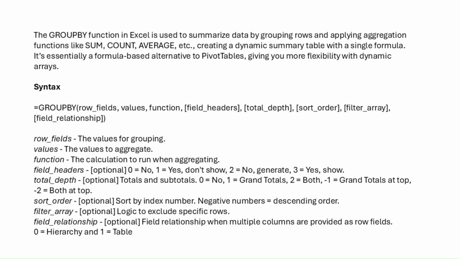Group by function in Excel. The group by function in Excel is used to summarize data by grouping rows and applying aggregation functions like sum, count, average, etc., creating a dynamic summary table with a single formula. It's essentially a formula-based alternative to pivot tables, giving you more flexibility with dynamic arrays. Syntax: equals GROUPBY(row fields, values, function, field headers, total depth, sort order, filter array, field relationship).